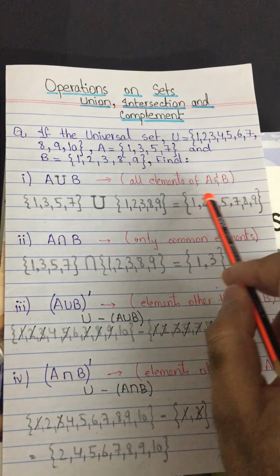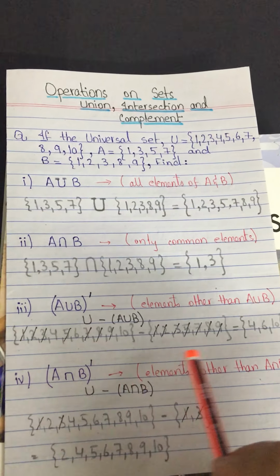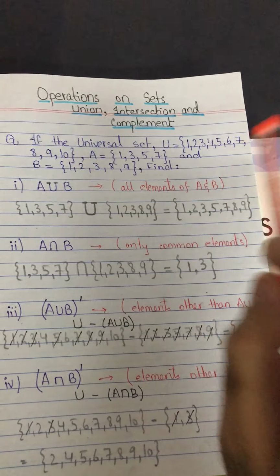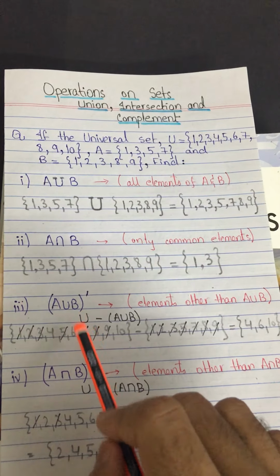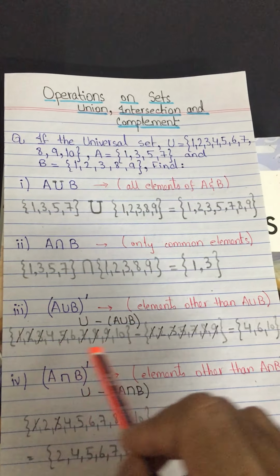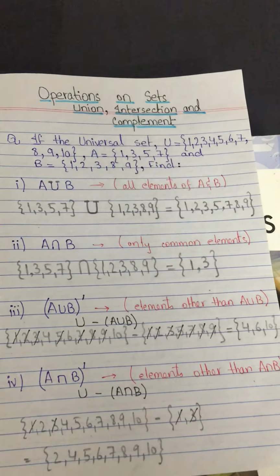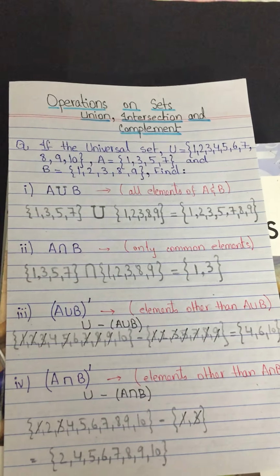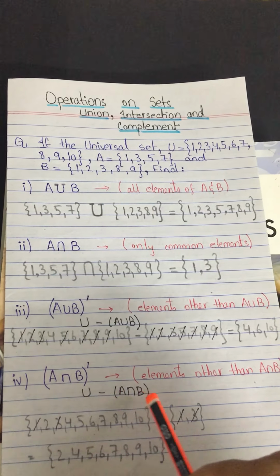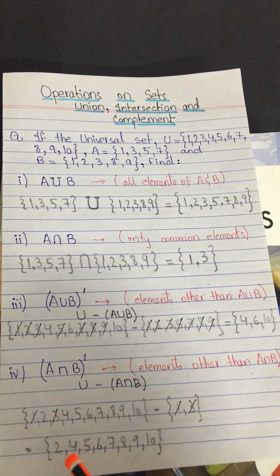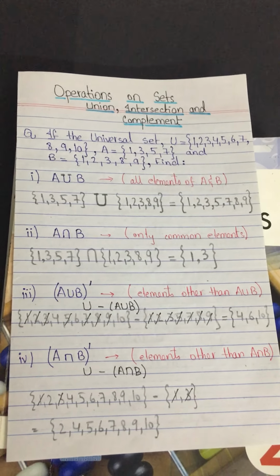So this was the answer of A union B, and my answer is the elements which are other than A union B. So you have to use the formula U minus A union B and just put the values and cancel out the common elements and find out the remaining as your answer. A intersection B, U minus A intersection B, just put the values and find out the remaining answer.